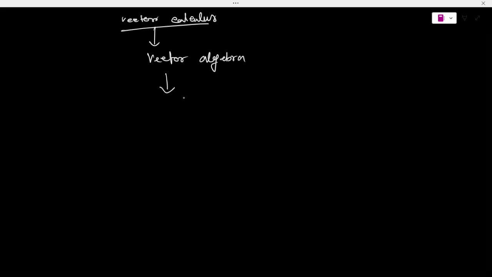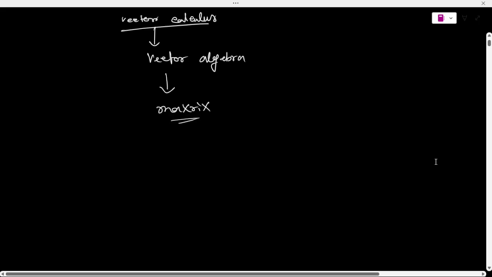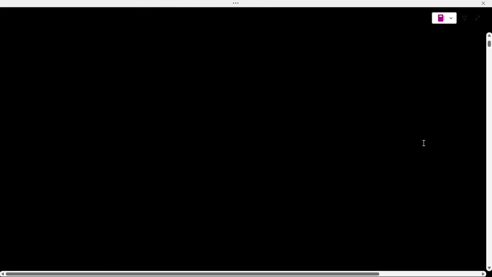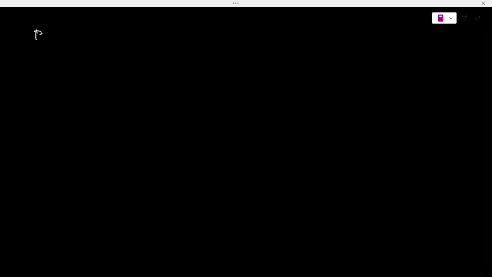And before vector algebra, you have to know matrix. Okay, so matrix, you will very much need it. So let's start, I will start from vector algebra. And from basic to advanced we will reach from basic to advanced.